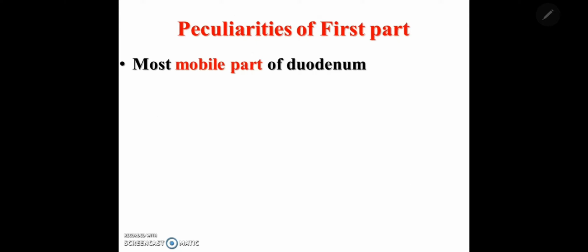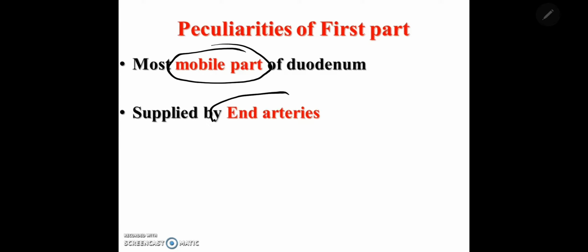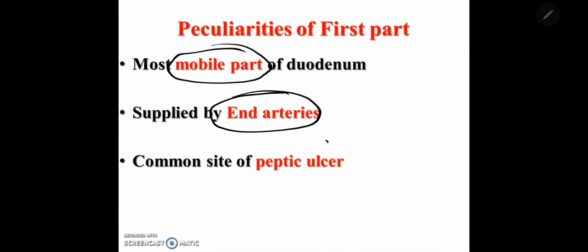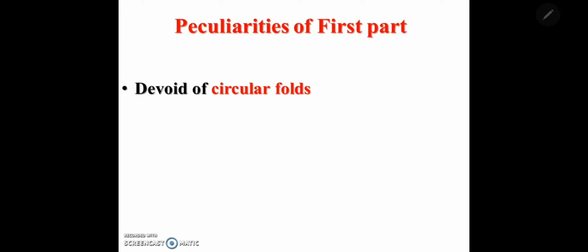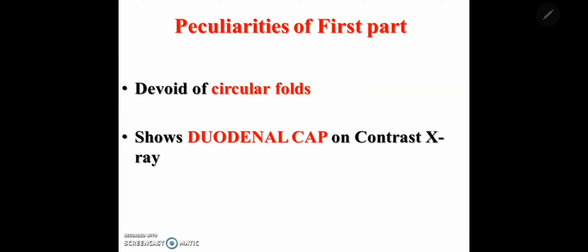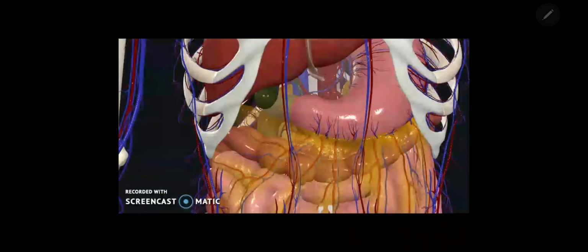Coming to the peculiarities, as we already discussed, this is the most mobile part of the duodenum. The remaining part is fixed. It is supplied by end arteries, meaning there is no anastomosis, and it is a common site of peptic ulcer due to end arteries. And two more peculiarities: it is devoid of circular folds, and it shows a duodenal cap on the contrast x-ray, that is barium meal, that we have already discussed.